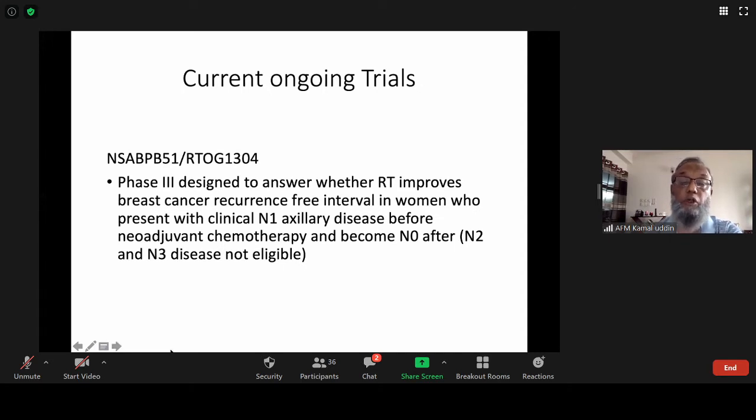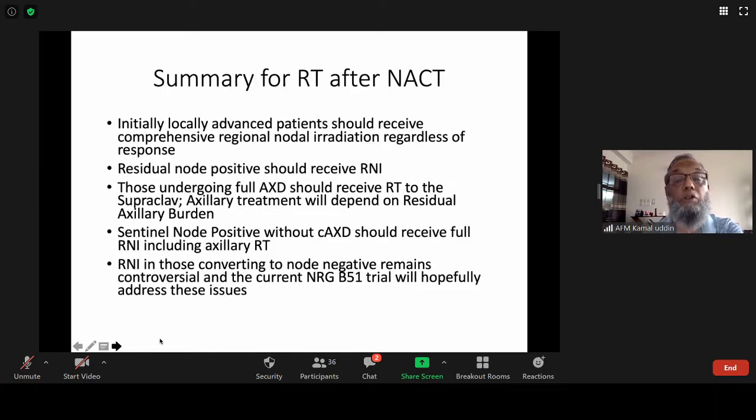A trial is going on, that is NSABP B-51, which will come to a conclusion on whether we really need to give it, and who will be the beneficial group after NACT in this type of patient, that is node 0 after, pN0 or pN+. So till then, what we can say is that initially locally advanced patients should receive comprehensive regional nodal radiation regardless of response. Residual node positive should receive RNI.